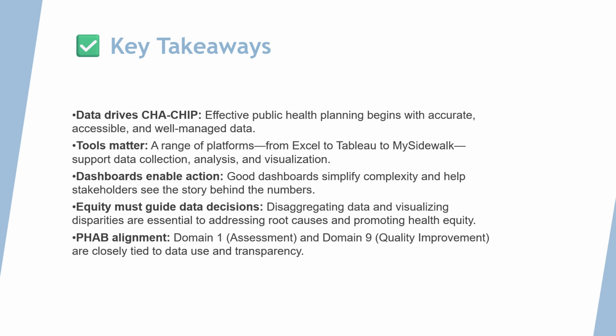And PHAB alignment. Domain 1, which is assessment, and Domain 9, which is quality improvement, are closely linked to how your department uses and shares data. These insights set the stage for stronger CHA CHIP outcomes and more meaningful community impact.